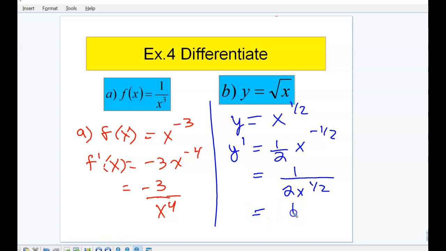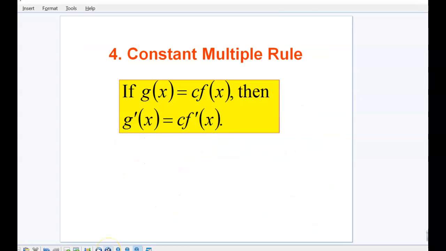Now some books might even write it like this. I know some people might say, oh, we're not allowed to have a radical in the denominator, but again, this is just an expression. This is not an answer. It's not a numerical answer, so we are allowed to leave a radical in the denominator.